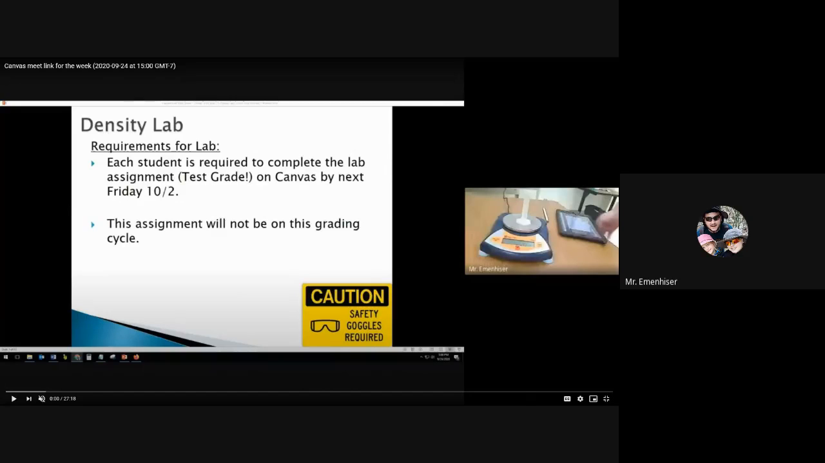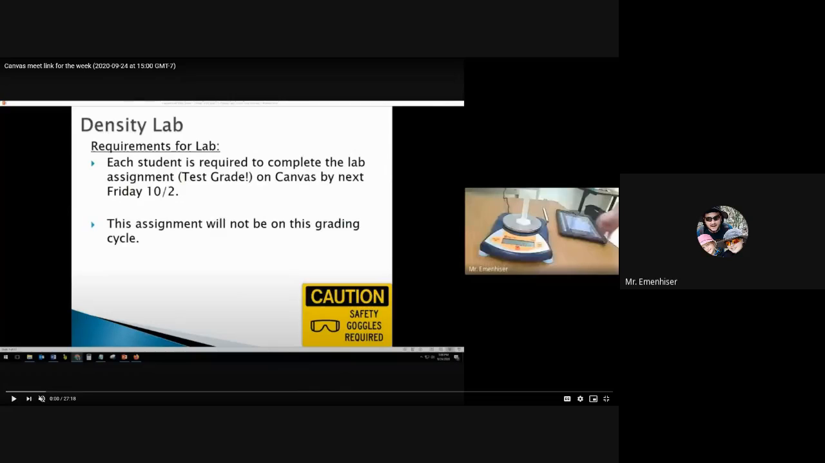Each student is required to complete the lab assignment. It's going to be a test grade. You need to complete it through Canvas. Okay, so I'm going to require that all assignments are completed through Canvas. Now if it's a Google form, then you complete the Google form, you submit it, and that's it. But if it's anything else like a Google slide or anything like that where you need to share it with me so I can open it and look at it, this needs to be completed on Canvas.